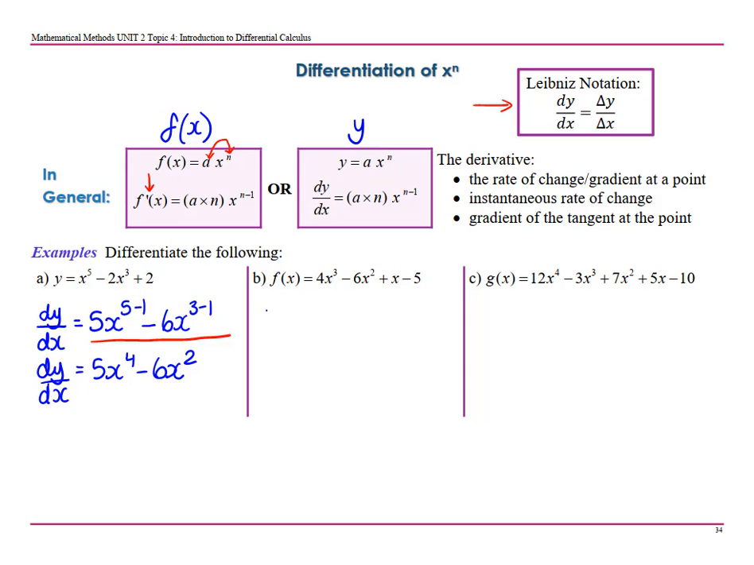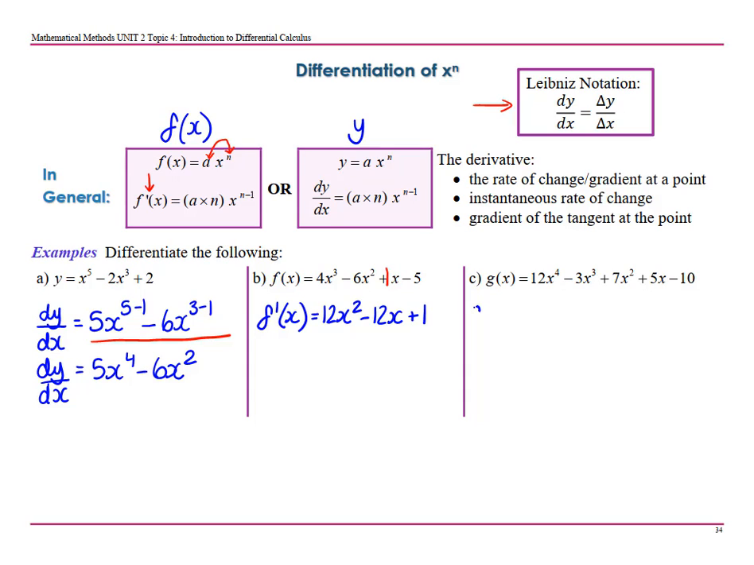Moving on to our f of x, f prime of x is equal to 4 times 3 is 12, x, 3 minus 1 is 2, minus 6 times 2 is 12, x, 2 minus 1 is 1, plus, now there's a 1 in front of the x, so it's plus 1. We could write x to the 1 minus 1 is 0, so it'd be x to the 0, which is 1. So that is our gradient function. Pause the video, have a go at the next one on your own.